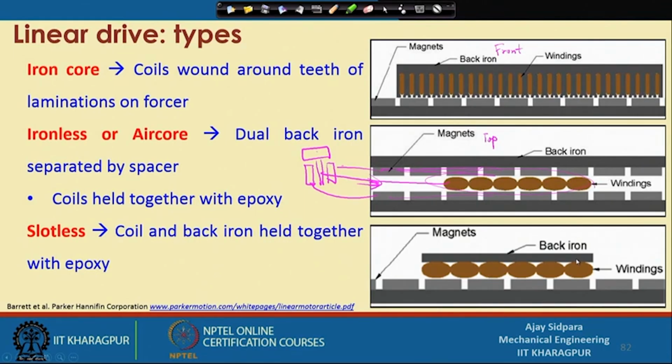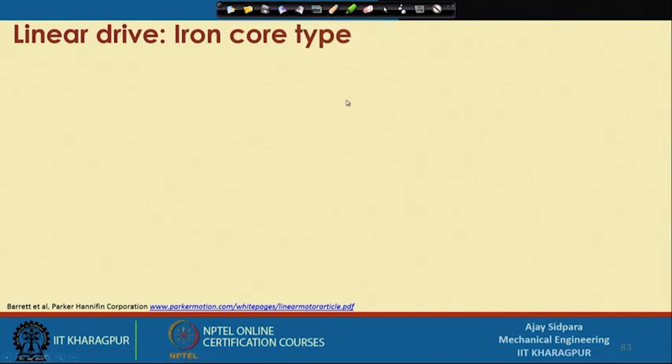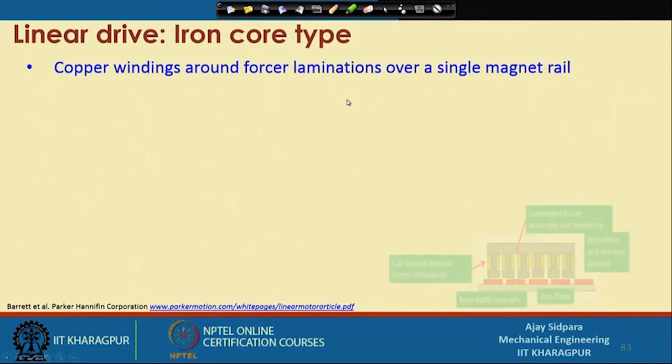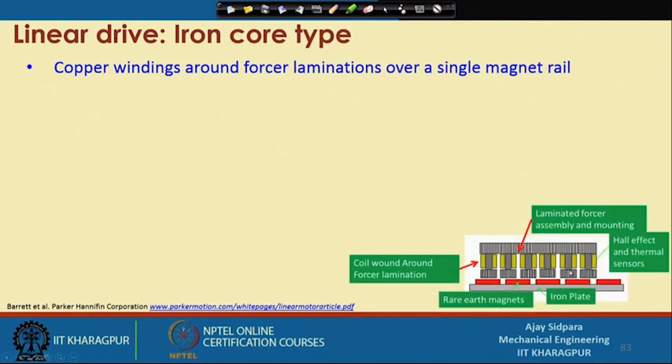So, let us discuss each one with its separate advantages and disadvantages. Right, the first one is the iron core. This is the schematic diagram of what we saw earlier. This was the laminated forcer, and this is the coil around the forcer lamination. These coils are wound this way, and these are the rare earth magnets.